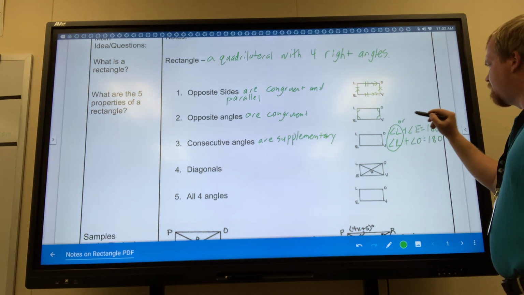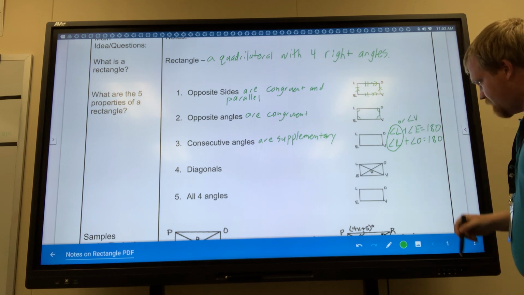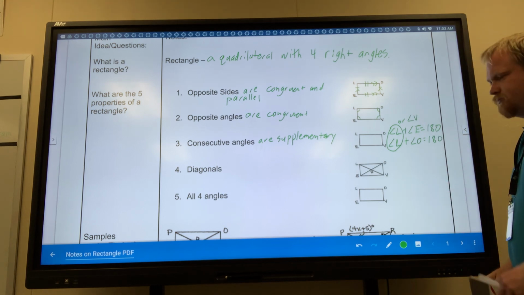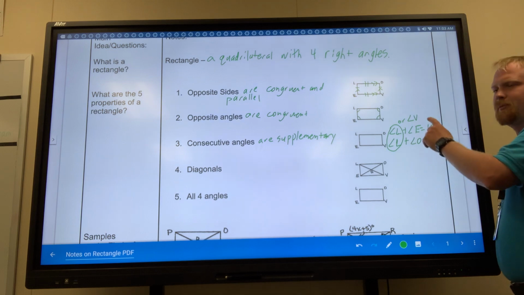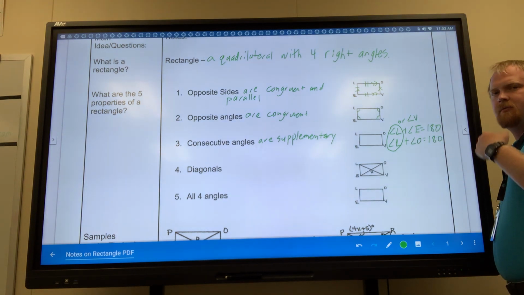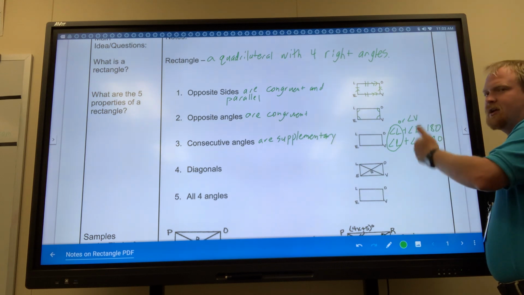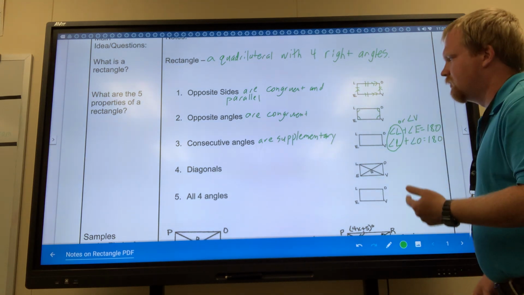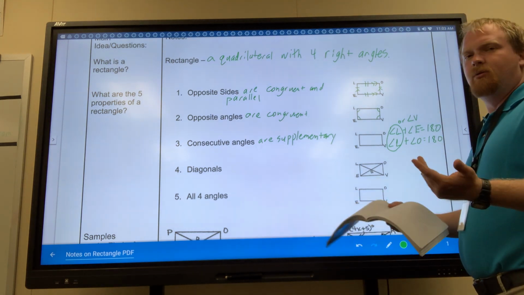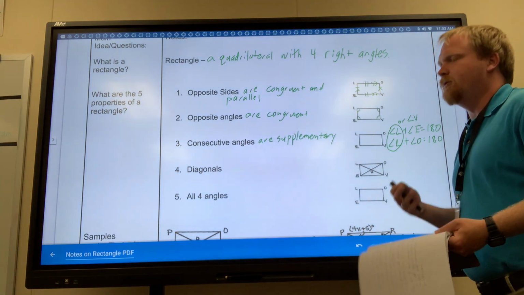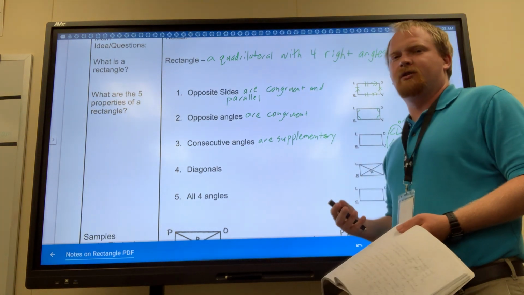And I can just simply replace this with angle V and still be supplementary to both E and O. At least angle V is still supplementary to E and O. Okay? So it still works out. But so far, it's the same thing as parallelograms.